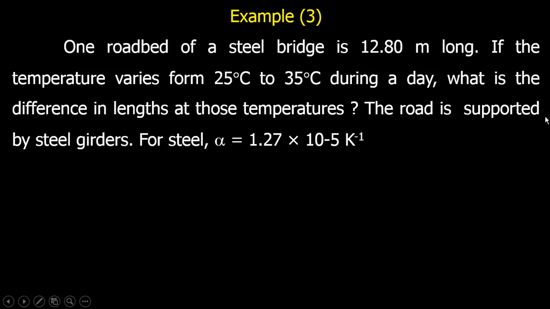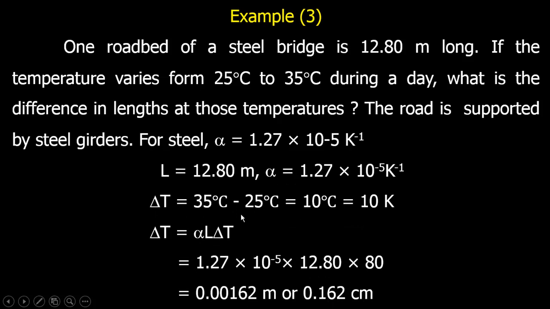The road is supported by steel girders. The steel girder's alpha will be used. So we find delta L: delta L equals alpha L delta T, where delta T is the temperature change.